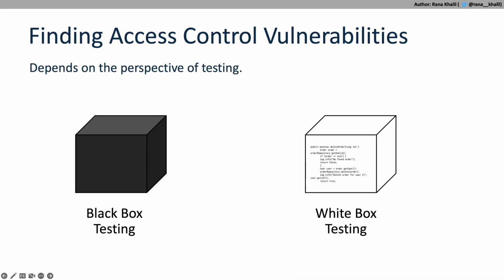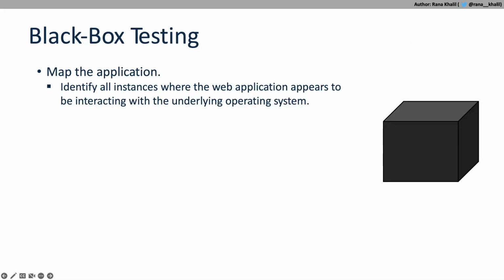So we're going to assume we're given a URL to the application and accounts from each privilege level. All right, let's start off with the black box perspective. The first thing that I do when testing an application is always map the application.